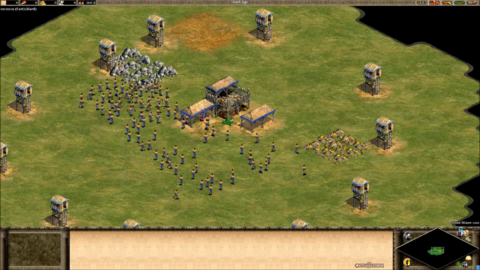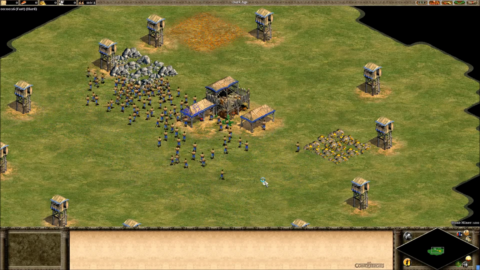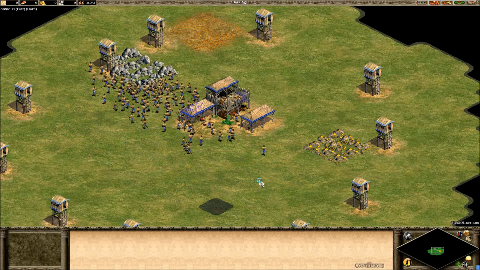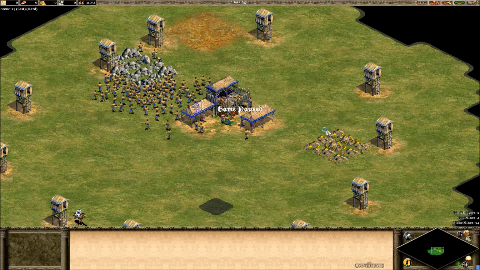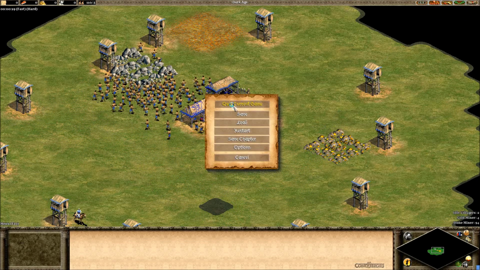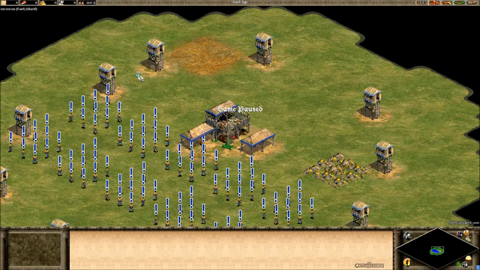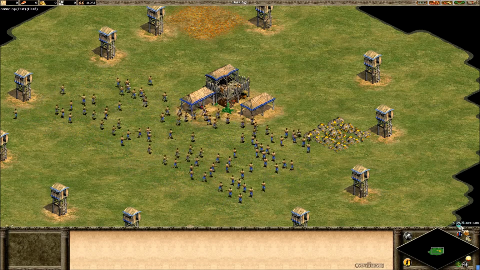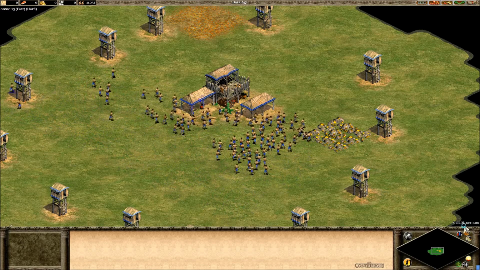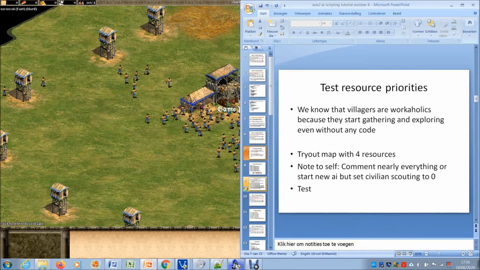100% of the villagers go to stone. Honestly, I guessed before experimenting that they would all go to gold. That's what makes these experiments interesting. I've now deleted the stone. Just to be completely scientific, there's only one resource left. We expect them now to go to gold. And indeed, you see 100% of the villagers go to gold.